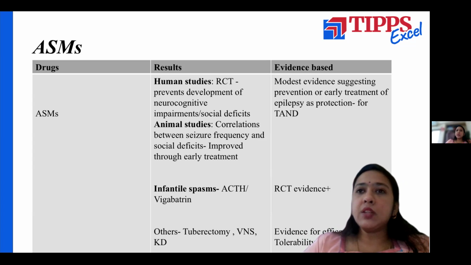In infantile spasm, as we all know, vigabatrin is a drug and it is available in sachet form. ACTH is an injectable, and other options are tuberectomy, which we already discussed, vagal nerve stimulation, and the ketogenic diet, which has very good evidence in pediatric drug resistant epilepsy.